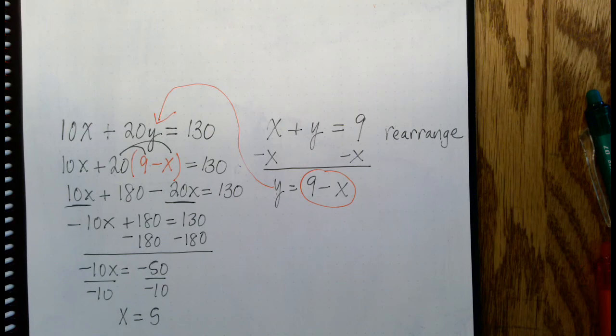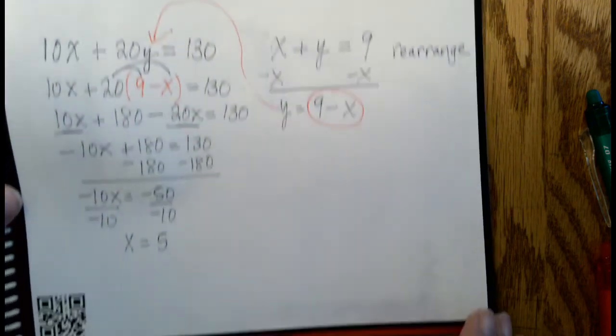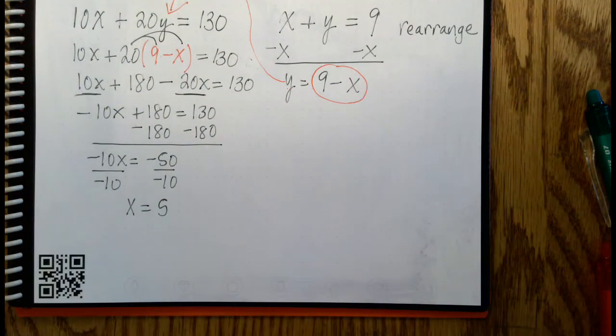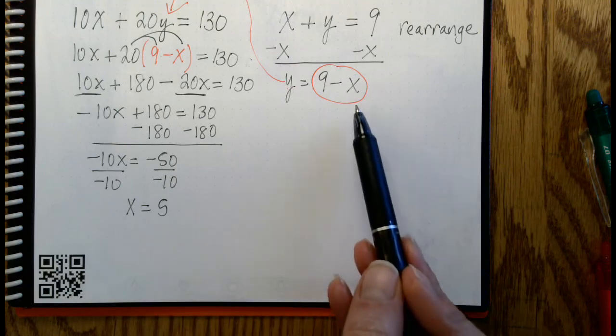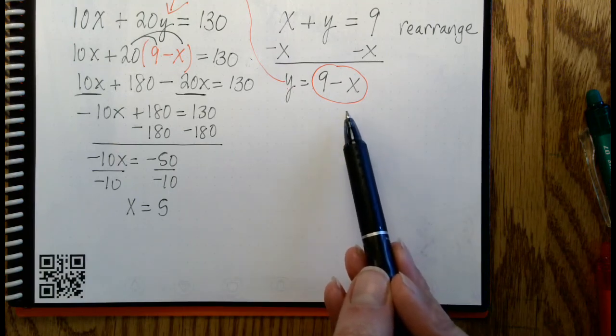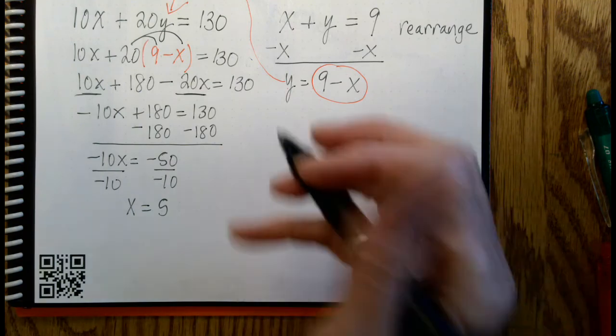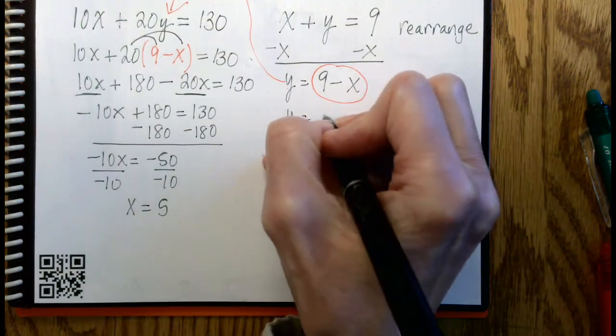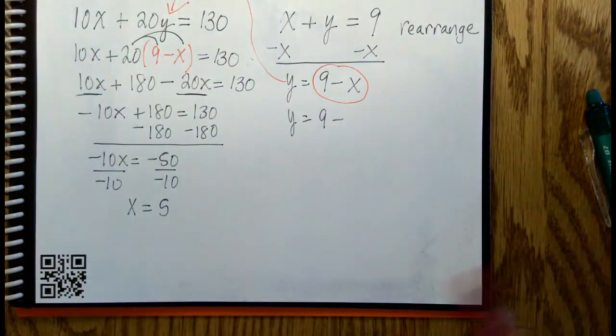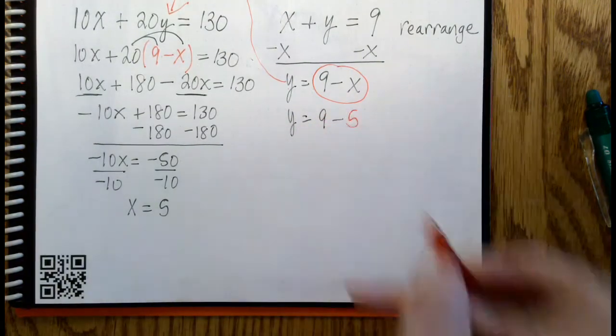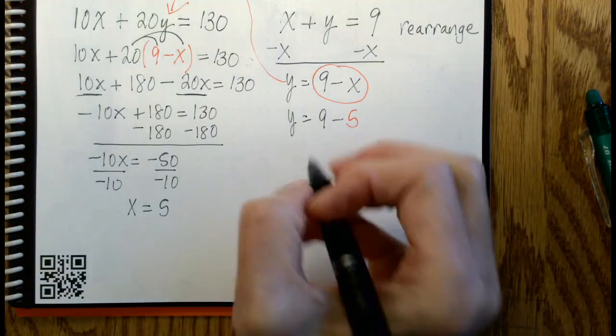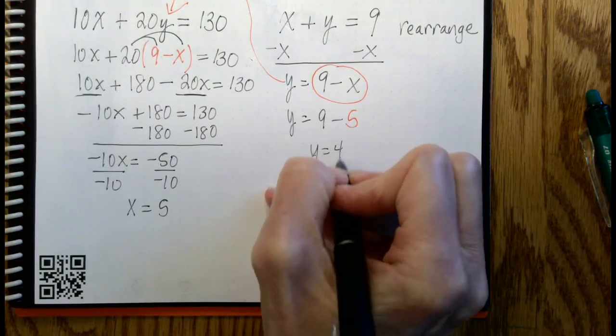So now that we have that, what we're going to do is take our answer of 5 and fill it back in to this equation here that we rearranged. So we're going to get y equals 9 minus 5. So y equals 4.